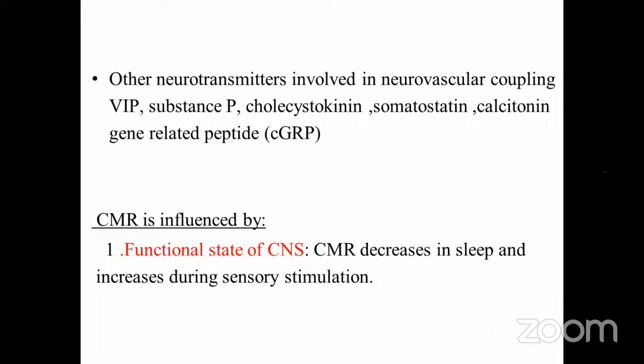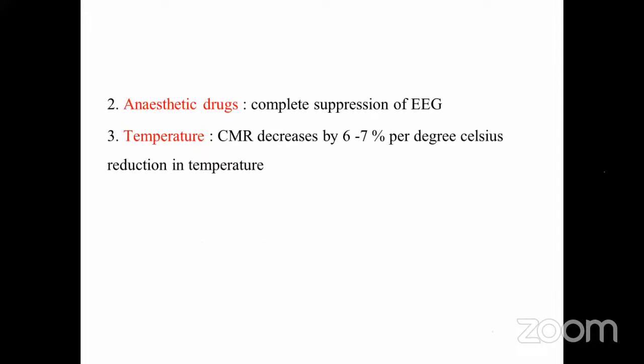Cerebral metabolic rate is influenced by the functional status of the CNS. Cerebral metabolic rate decreases in sleep and increases during sensory stimulation of nerve. Second is anesthetic drugs. There is complete suppression of EEG, burst suppression. Third one is temperature. For every degree Celsius reduction in temperature, cerebral metabolic rate decreases by 6 to 7%.